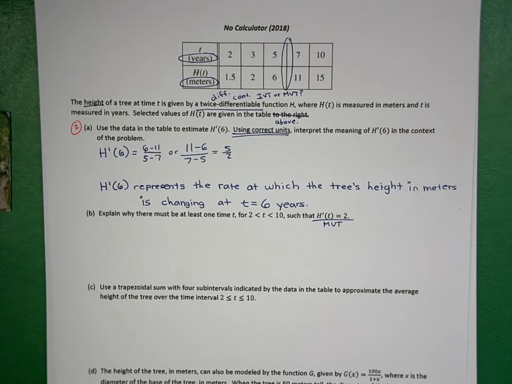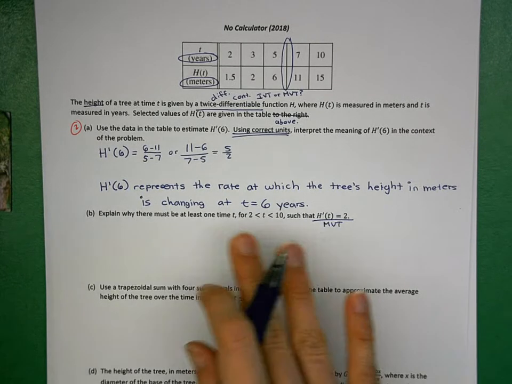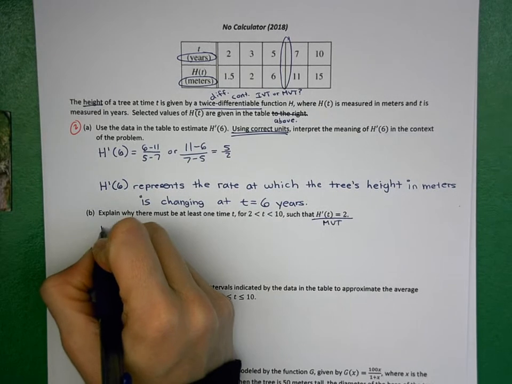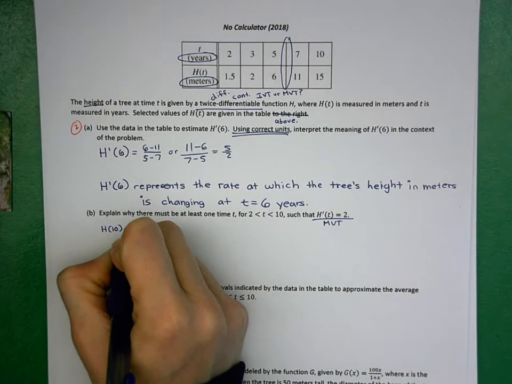And so my recommendation, I said this in the video on Monday, is to always start with the 2 points they give you. So I would be doing my f of b minus f of a over b minus a.